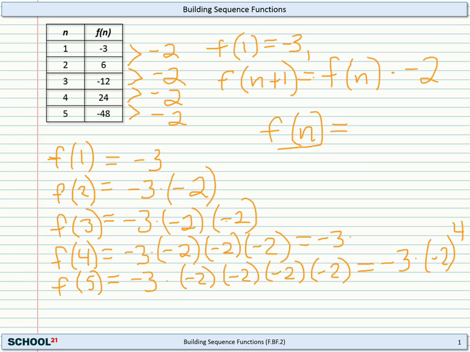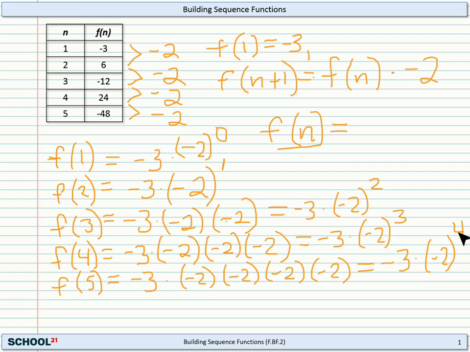And same with this one. This is negative 3 times negative 2 to what power? That's right, the third power. And then here we have negative 3 times negative 2 to what power? The second power. And here we just have negative 3 times negative 2. We could say it's to the first power. And then actually, we could even say that this is times negative 2 to the 0 power, couldn't we? Because anything to the 0 power is 1. The reason I write that is so you can notice a pattern.